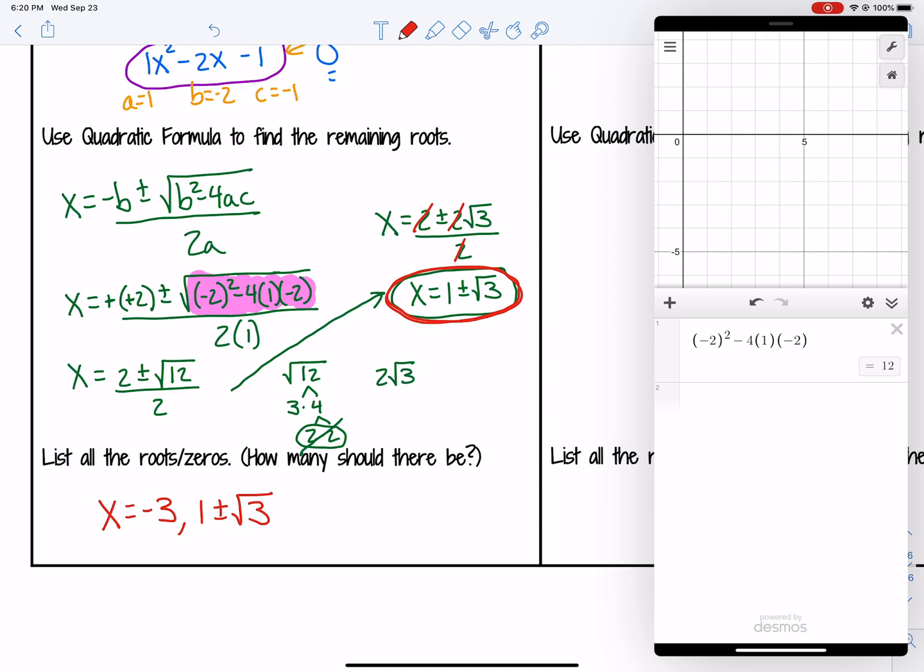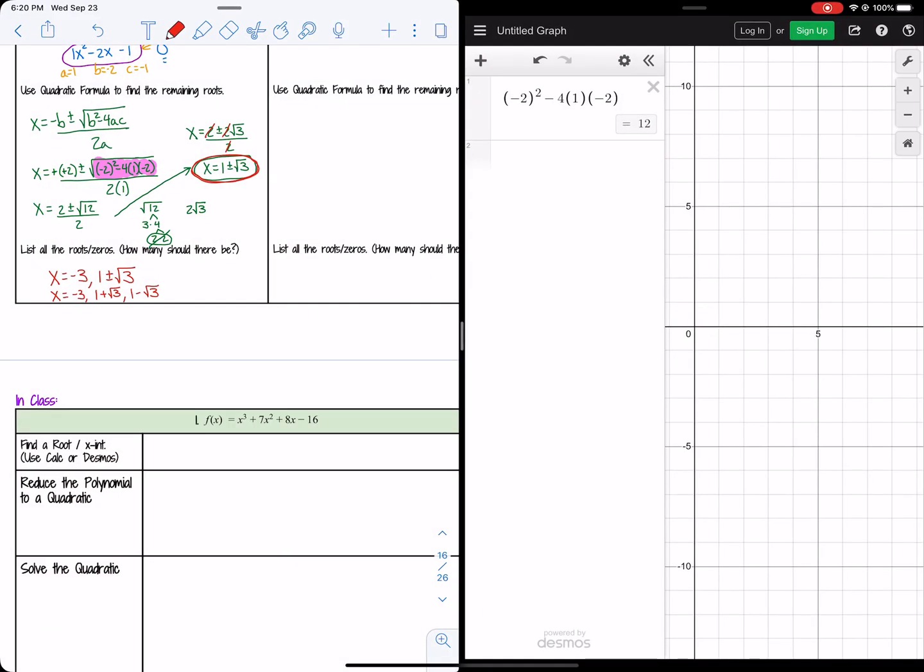So we have 3 roots. Technically, we have x equals -3, and we have 1 plus the square root of 3, and we have 1 minus the square root of 3. It's okay to write it together or separately, but just notice that is 3 separate roots. Okay, so let's work on another example.